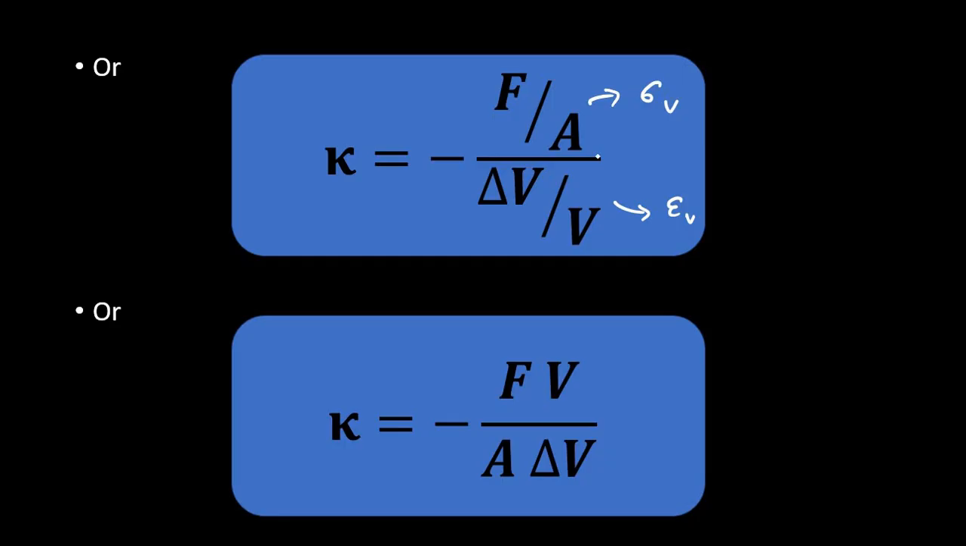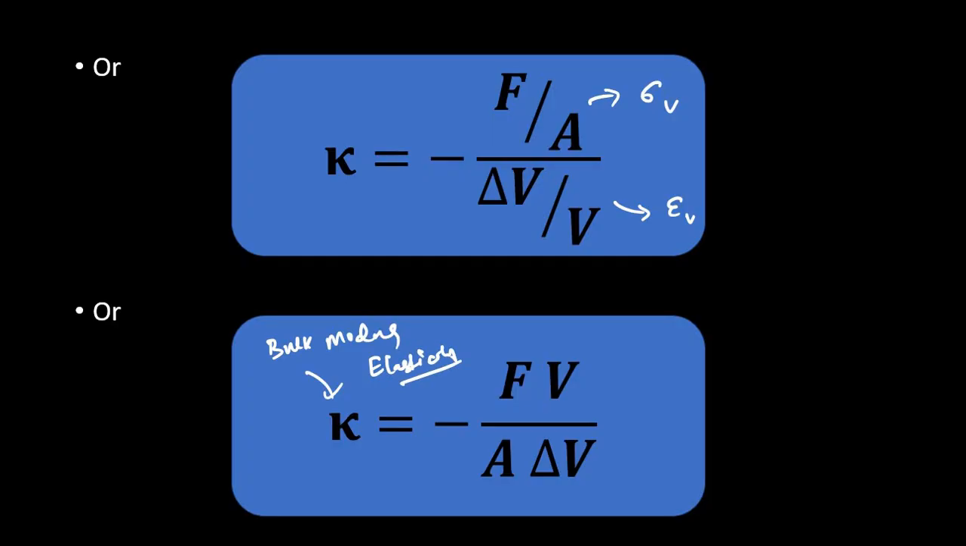So we can write it as this: bulk modulus of elasticity is equal to minus Fv by A delta V. V went to the numerator and A came to the denominator. Okay, this is the formula for bulk modulus of elasticity.